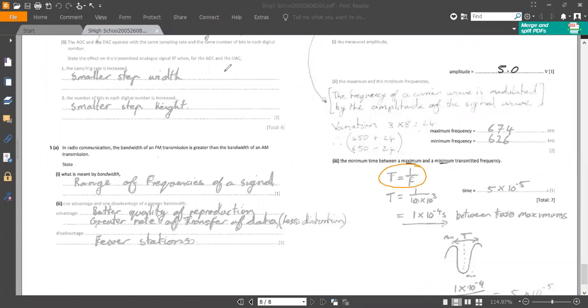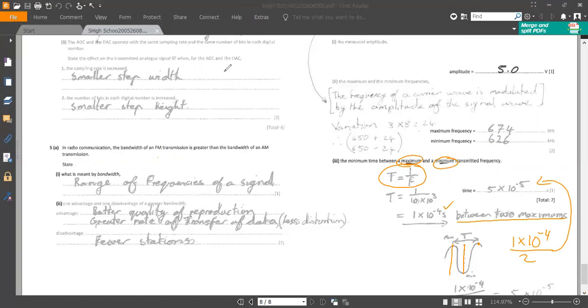So now if we apply our formula for period, 1 over frequency, we get the time, but this time is between 2 maximums. So it's this time over there and there. This is not what the question asks. It asks the time between the maximum and minimum transmitted frequency. Well, so it's literally half a wavelength that it's asking. So it's this 1 times 10 to the power negative 4 divided by 2, and that gives me the correct answer. So a slight trick in that one.